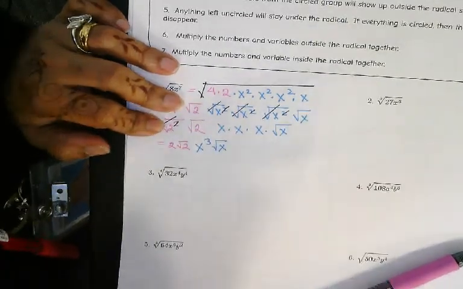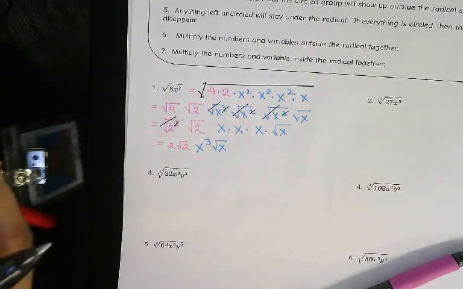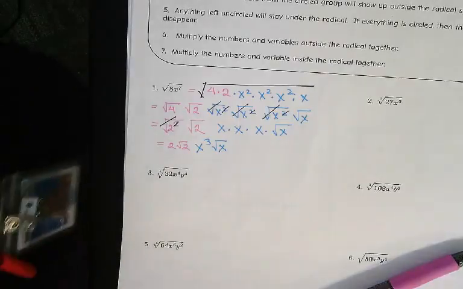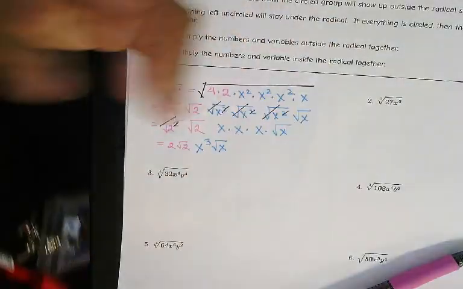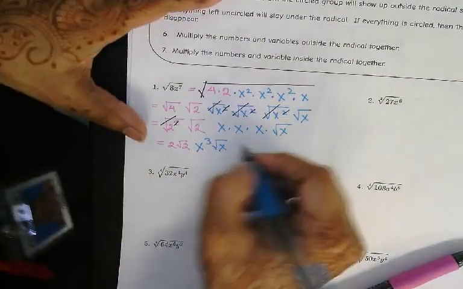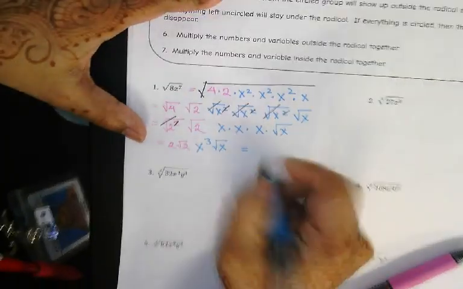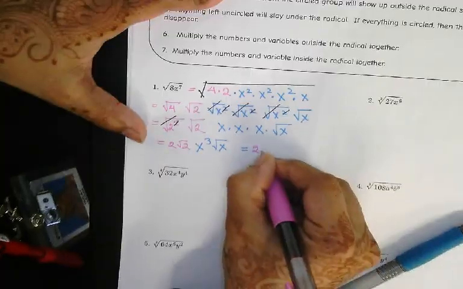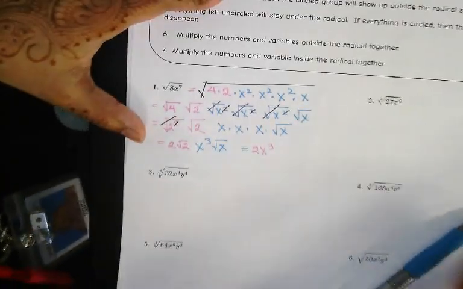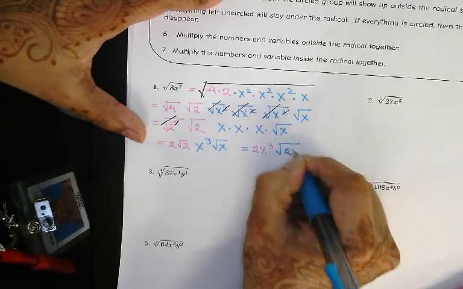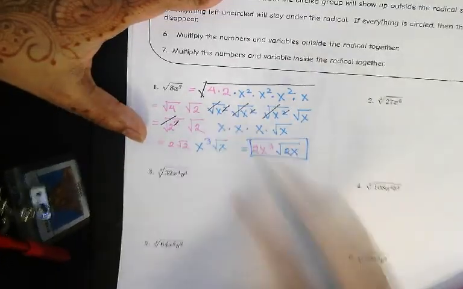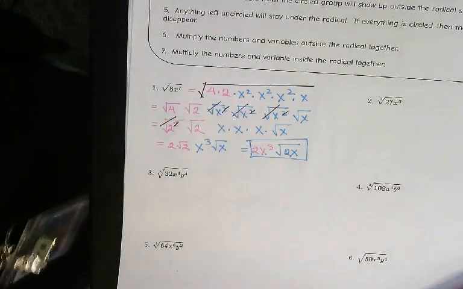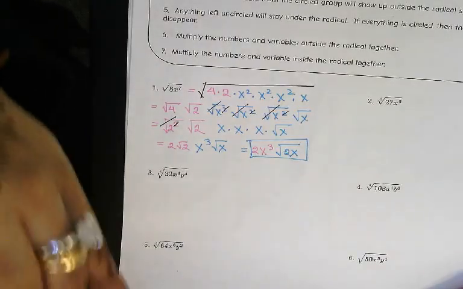Square root of x. Whoever is without the radical, they're going to stay together. Whoever is with the radical, they're going to stay together. Kind of they're friends with each other. So we're going to write them separately. So 2 square root of 2, 2x cubed is going to be together. And under the radical, we have 2x. That's our answer. Any question on this one?